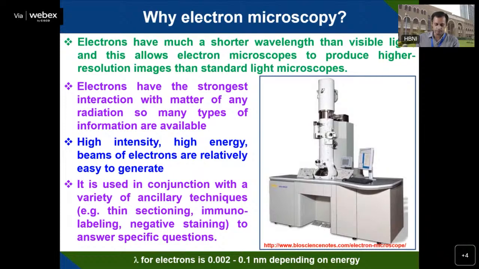In the case of the electron microscope, your lambda is in the range of 0.002 to 2.1 nanometer, depending upon the energy of the electron. So you have a large, tunable lambda, and because of that shorter wavelength, you are able to see quite small objects. You can see material in the order of the wavelength.